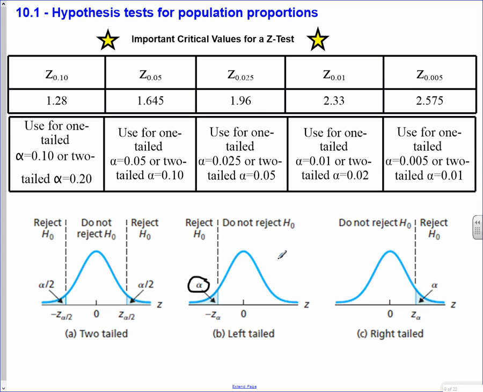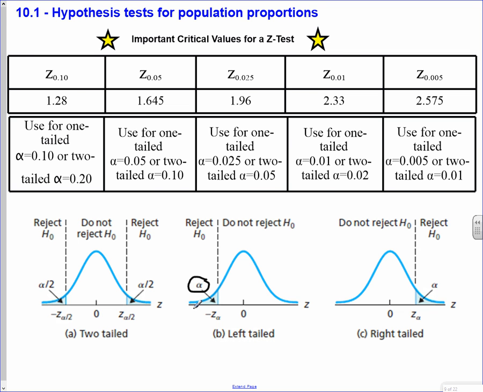Now, it differs depending on if you're doing a one-tailed or a two-tailed test. If you're doing a two-tailed test, it's more like the critical value that we used for confidence intervals, because for a two-tailed test, you put part of alpha in both tails. So you actually do alpha divided by 2. That's why we have a few differences here with our critical values.